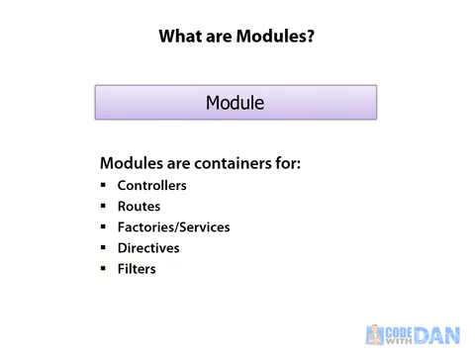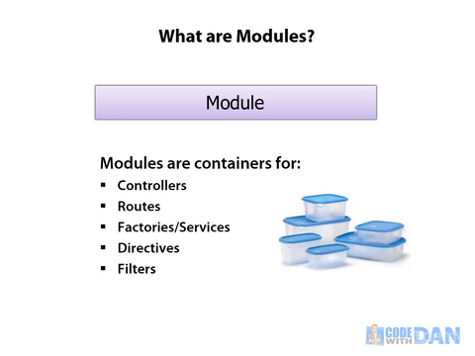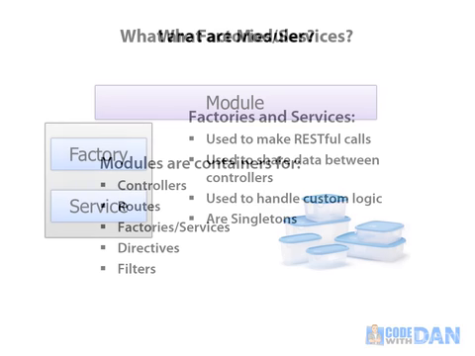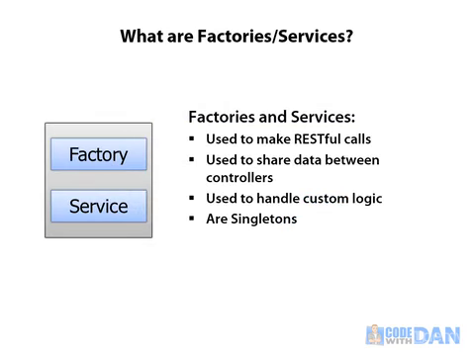So a module, as I mentioned, is really just a container. You can think of it like a Tupperware container. You can put controllers and routes and directives and filters and all these different things that you see over here on the left into a module. From there, we can load data using something called a factory or service.